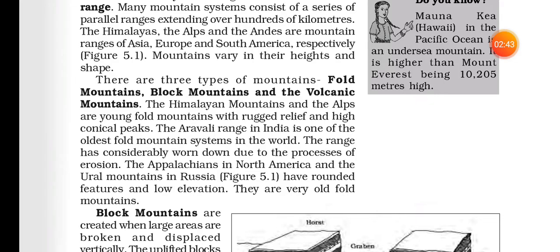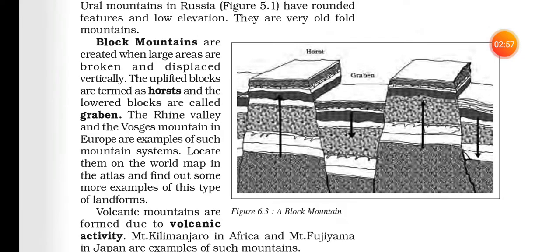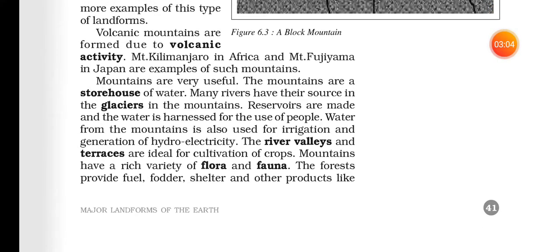Now let's take block mountains. They are created when large areas are broken and displaced vertically. The uplifted blocks are termed horsts, and the lowered blocks are called graben. The Rhine Valley and the Vosges Mountain in Europe are examples of block mountains. The other one is volcanic mountains. Volcanic mountains are formed due to volcanic activity. Examples: Kilimanjaro in Africa and Mount Fujiyama in Japan.